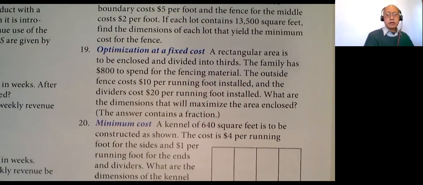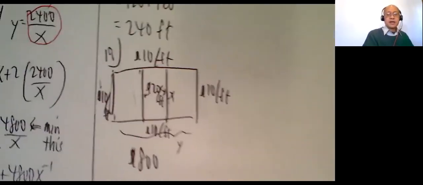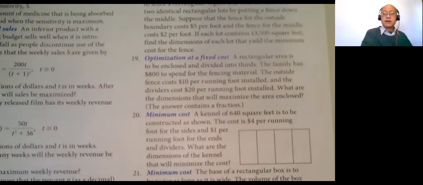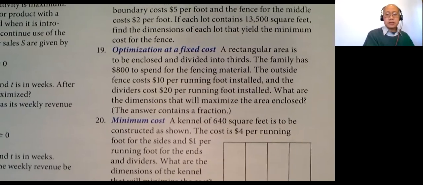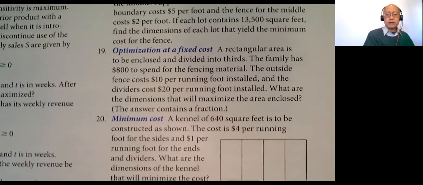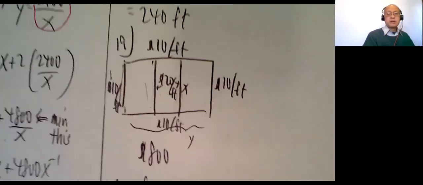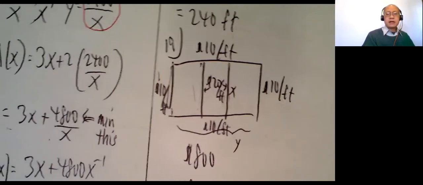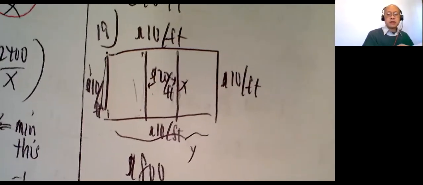A rectangular area is to be enclosed and divided into thirds. So this time the picture looks like this, broken into thirds. The family has $800 to spend for the fencing material. So you can't spend more than $800. The outside fence costs $10 per running foot installed. The dividers cost $20 per running foot installed. Here's a picture. So the outside, $10 a foot. Those inside dividers, $20 a foot.